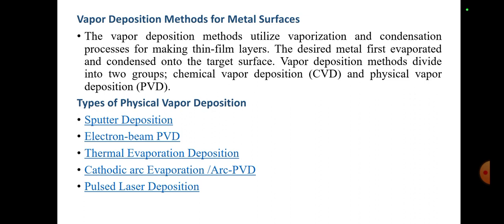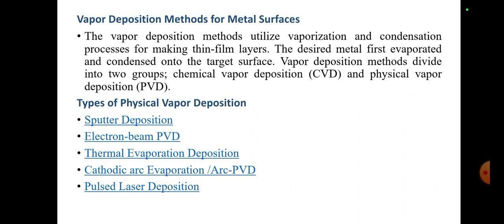Vapor deposition methods for metal surfaces. The vapor deposition methods utilize vaporization and condensation processes for making thin film layers. The desired metal is first evaporated and condensed on the target surface. Vapor deposition methods are divided into two groups: chemical vapor deposition and physical vapor deposition.